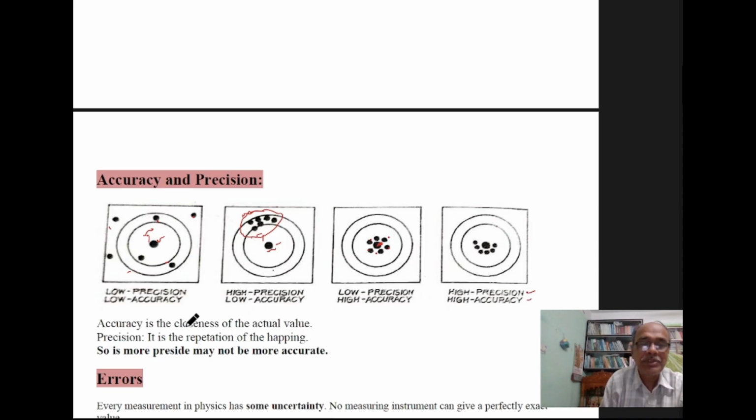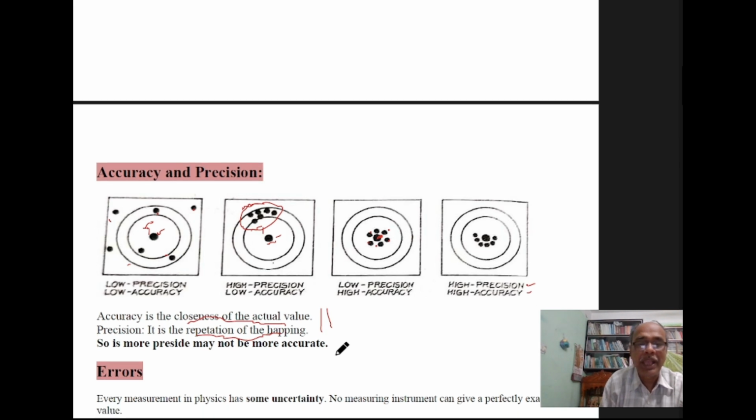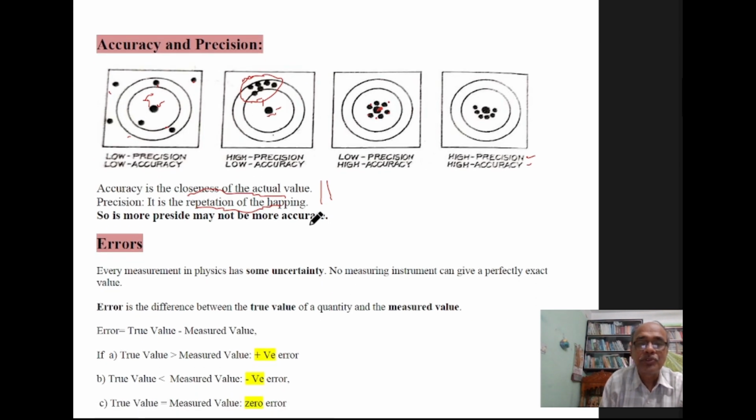So what is accuracy? Accuracy is the closeness to the actual value, and repetition of the happening is the precision. Here you see this is precise, more precision but not accurate. So you can say if an instrument is more precise, it is not necessarily accurate. So to be accurate, we have to consider the error.